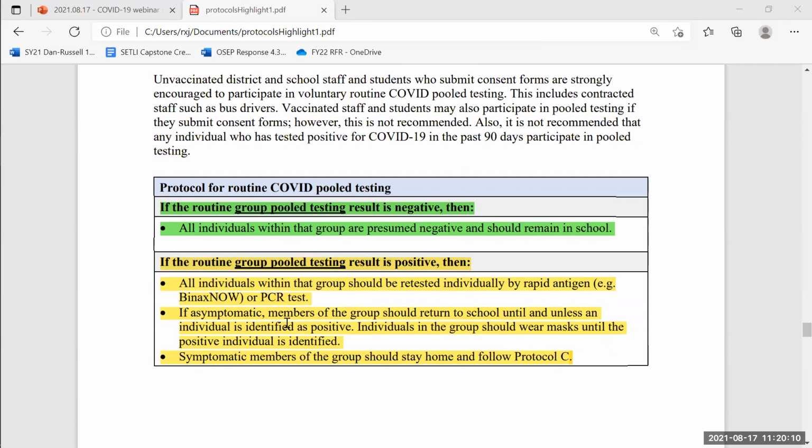This is, again, pretty basic, and I hope pretty familiar to you. If the group pool test is negative, then everyone just remains in school. Everyone's presumed negative, participated in that pool, and they should remain in school.